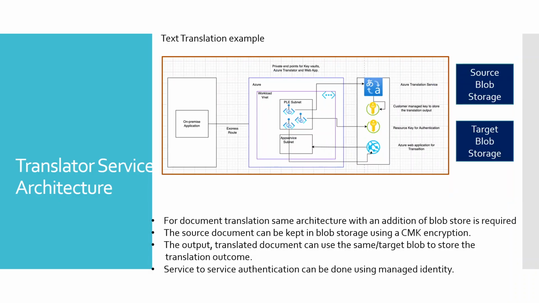This is an extension of text translation, the document translation. Here, if you see, the same architecture is there, the only difference is there is a source blob storage and a target blob storage. These are used to keep the source or input documents, the batch basically, and using the same architecture, the translator service translates those batches and files and creates the documents and keeps them in the target blob storage using a customer managed key. So both are similar: one is text translation, one is document translation.